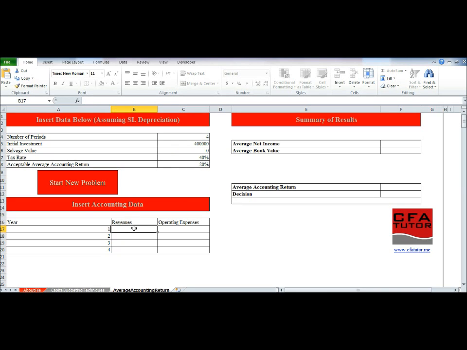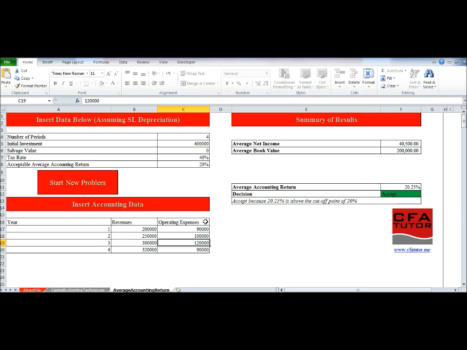So let's enter the schedule of information for the revenues. We have 200,000 for year 1, 250,000 for year 2, 300,000 for year 3, 320,000 for year 4. As for the operating expenses, they were 90,000 in year 1, 100,000 in year 2, 120,000 in year 3, and finally 90,000 in year 4. So we see that the average accounting return that we get was 20.25, which is slightly above the acceptable average accounting rate of return, which means that we will accept the project. This over here shows you the average net income and the average book value, and this shows the decision and the analysis of it.